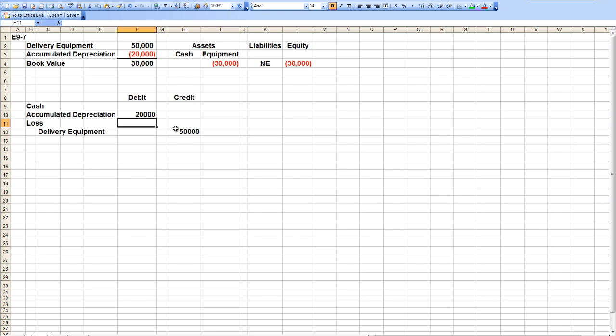Now I'm going to do what these two things right here, no matter how much money or if I get any money for this equipment. Now take a look at the next scenario.